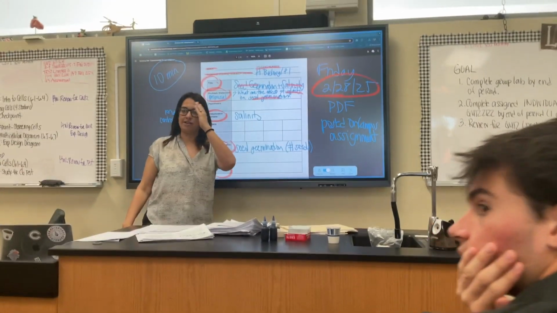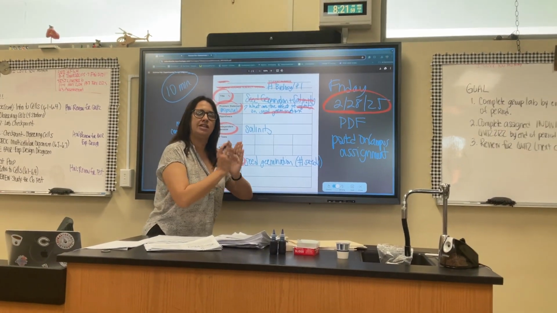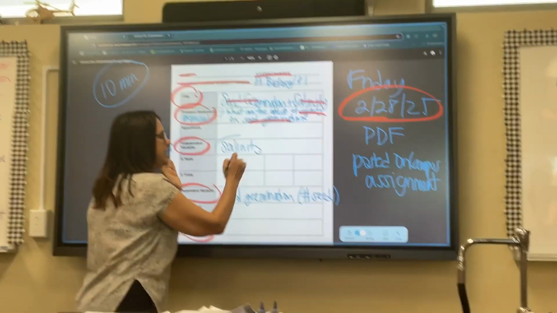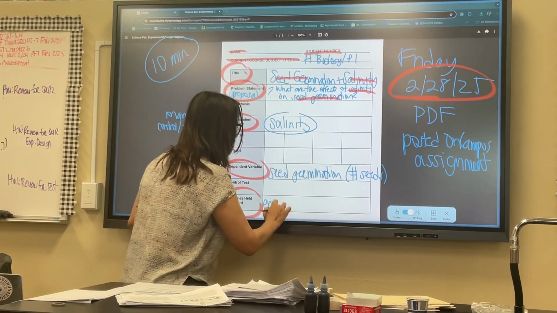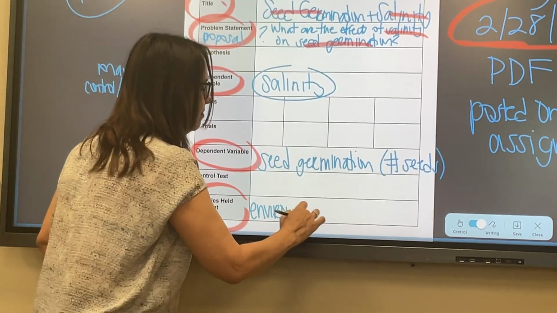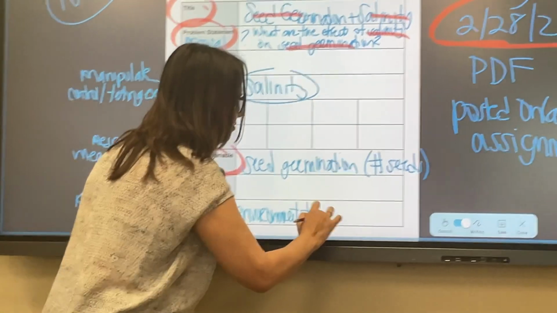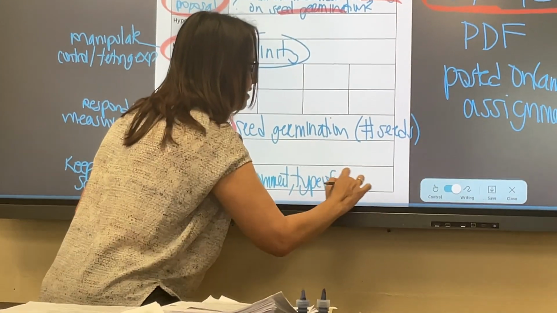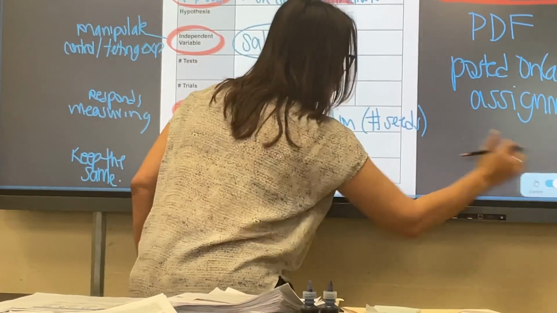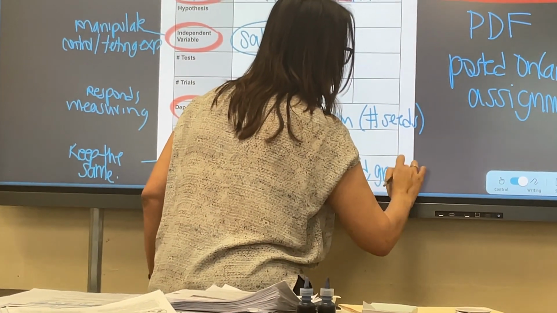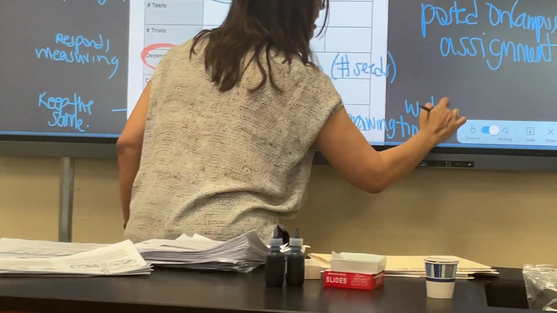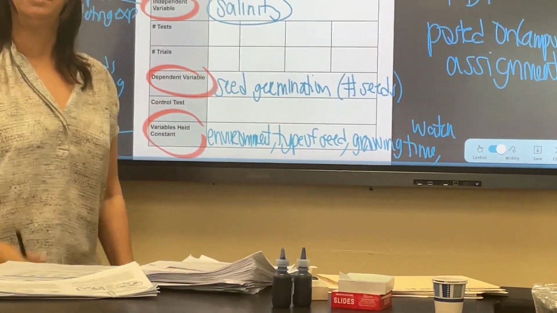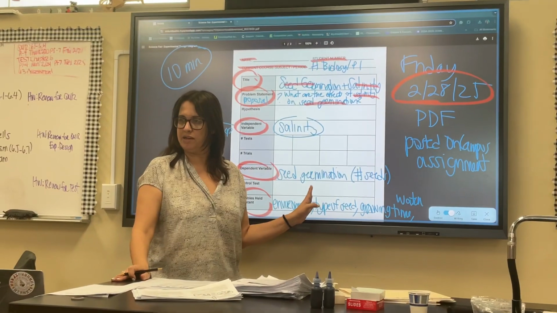My variables that are held constant, I need to make sure that the only thing that I'm changing is salinity. Nothing else should be changed. So the environment that I place the seeds on should be the same, correct? The type of seed should be the same. The growing time, how long am I going to let them grow for, should be the same. The amount of water that I give them should be the same. Does everyone understand what constants mean?